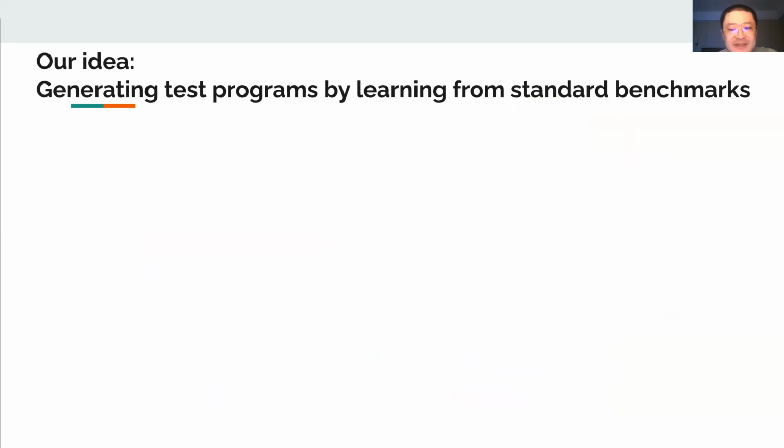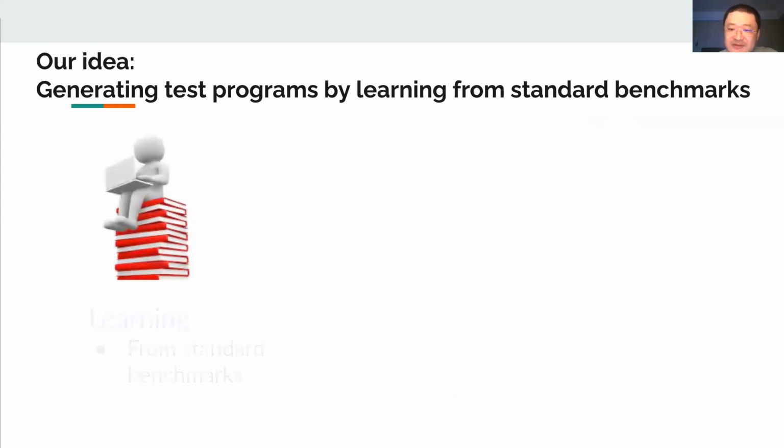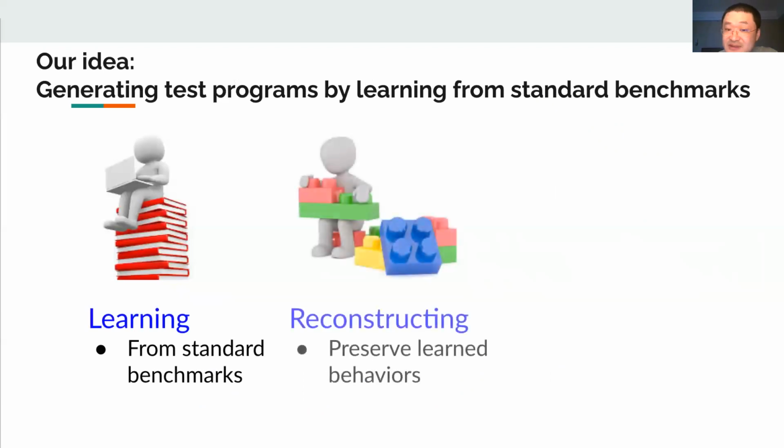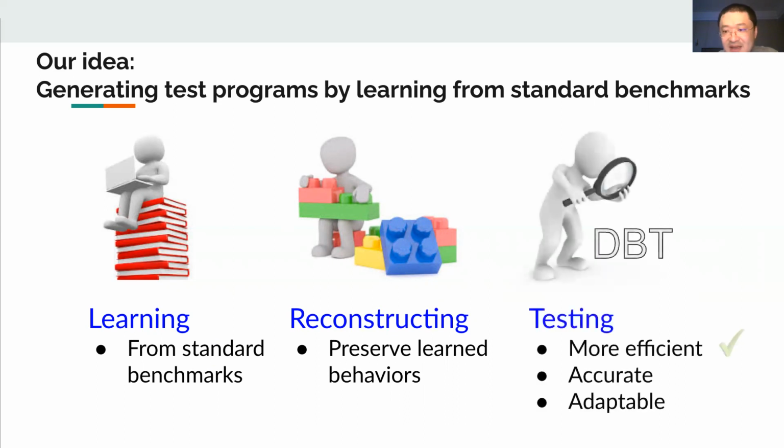To achieve a fast and adaptive performance regression testing for DBT systems, our idea is generating test programs by learning from standard benchmarks. This approach first learns the behaviors of standard benchmarks and then reconstructs test programs with the learned behaviors preserved. Afterwards, these test programs can be used for performance regression testing of DBT systems. By adjusting the workload, they can achieve a higher testing efficiency.